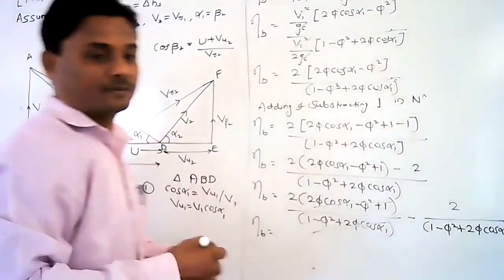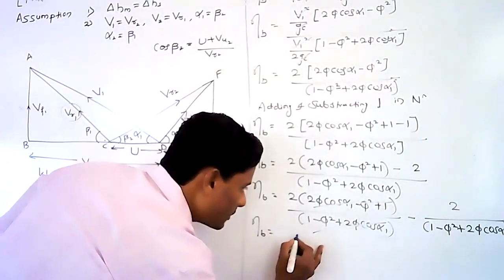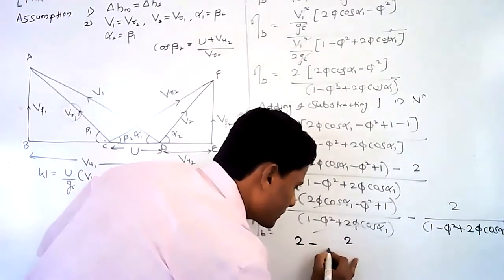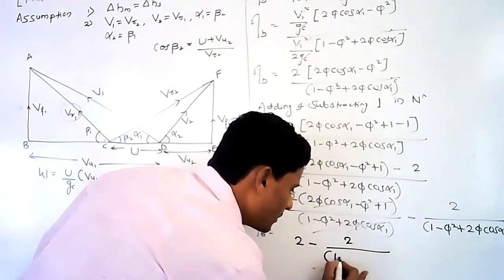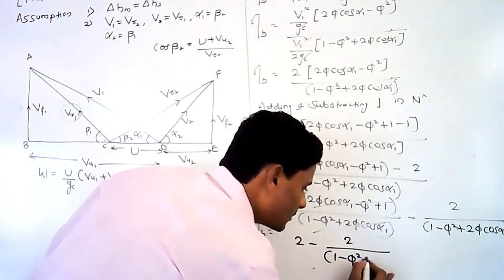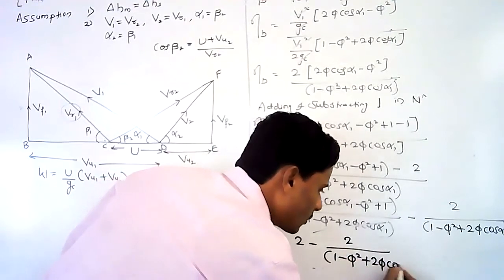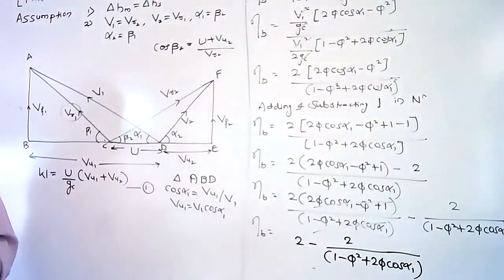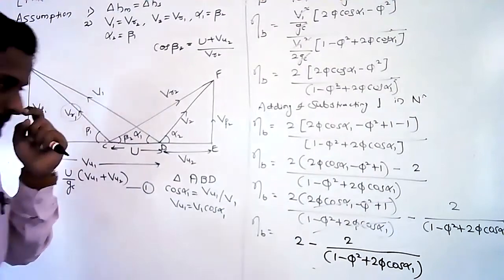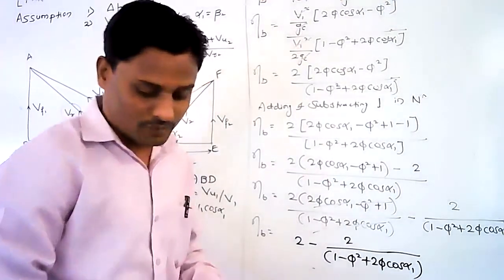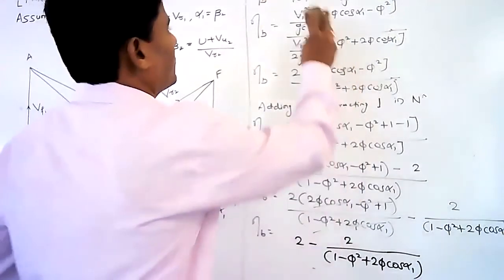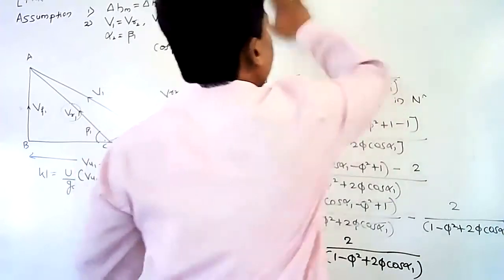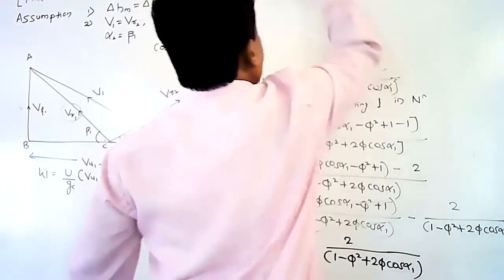So we are left with eta b equals 2 minus 2 divided by 1 minus phi square plus 2 phi cos alpha 1. Sorry. So this is our equation for blade efficiency. Let's proceed to the next step.